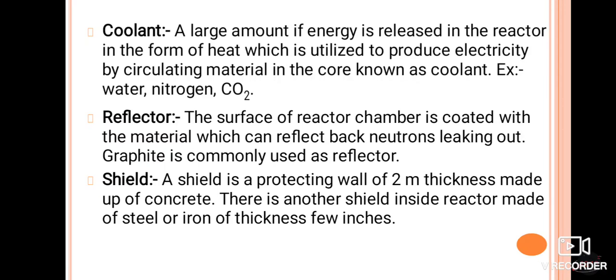And in a high power reactor, there will be another shield inside the core that consists of steel as well as iron, with a thickness of a few inches. So this is the shield. These are the elements used in nuclear reactors, with their explanation. Coming to the next one, that is nuclear fusion.